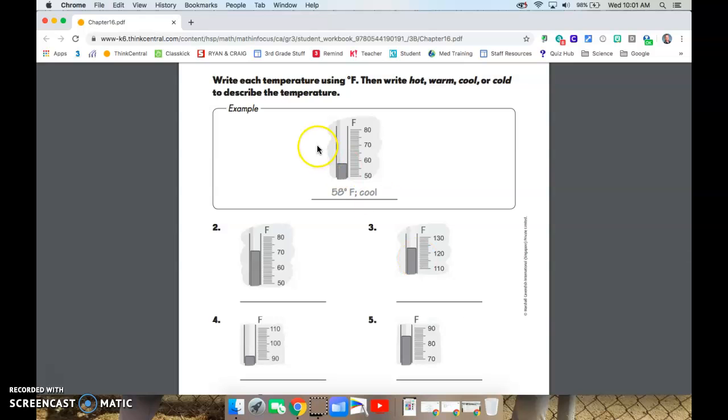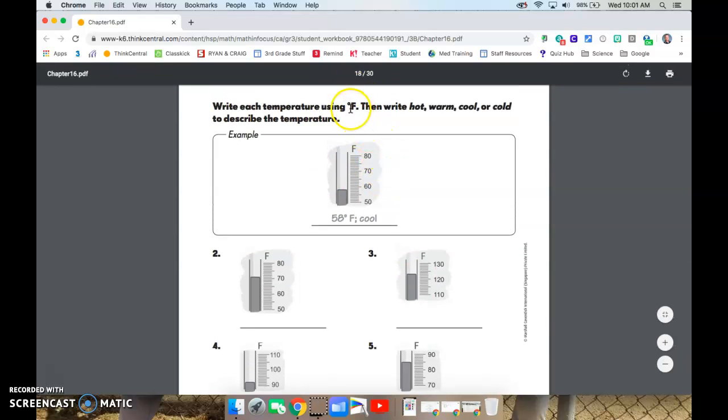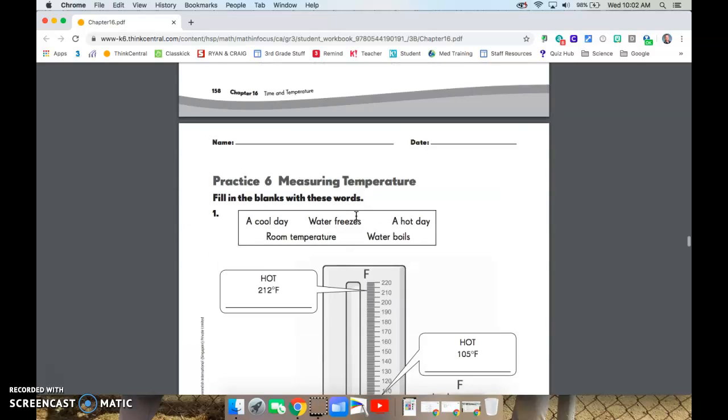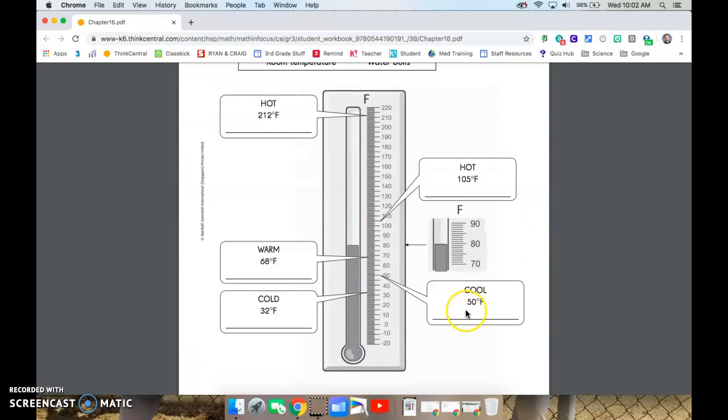Next, write each temperature using degrees Fahrenheit. Then write hot, warm, cool, or cold. So I'm going to zoom in here a little bit. The example says, let's see, there's 50. There's a big line in the middle between 50 and 60, and it's halfway, so it's going to be 55. And then we go 56, 57, 58. 58 degrees. Looking back on here, 58 degrees, that's going to be cool.